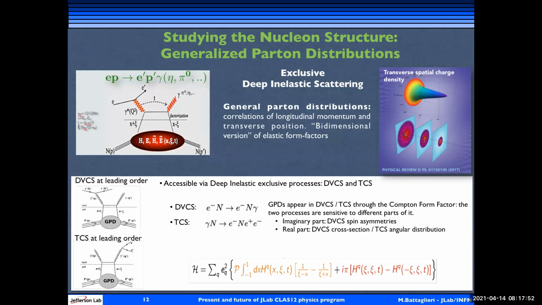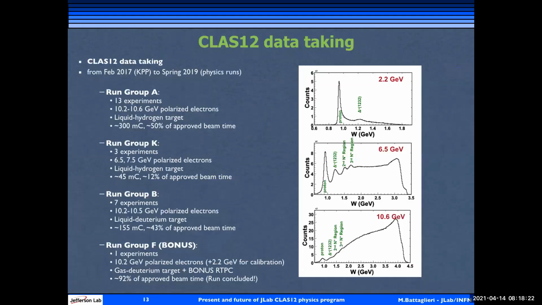The leading experiments for that are DVCS and TCS, in particular when a photon or a virtual photon is produced. In this case, you have the possibility of measuring both the imaginary and the real part of the process, and then again gaining information about different combinations of GPD functions.